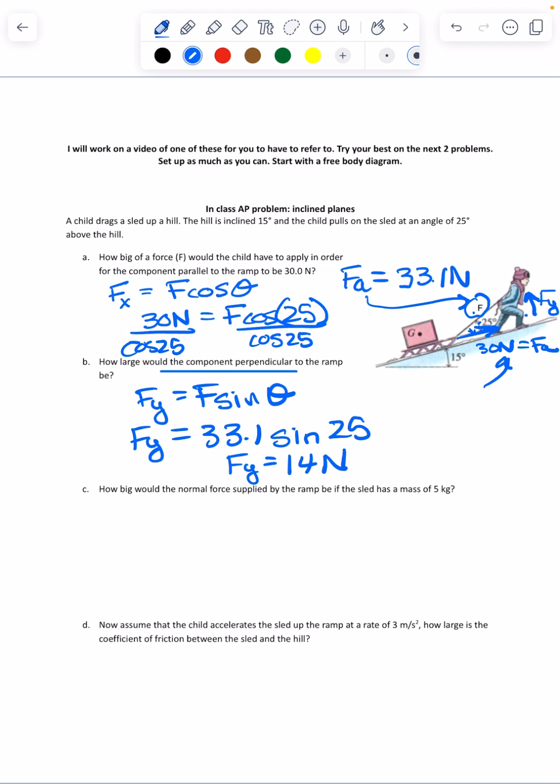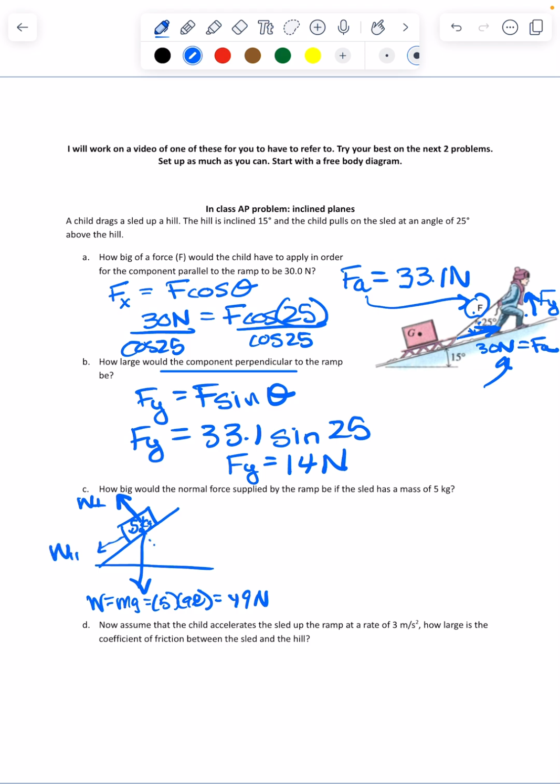Okay? So now, how big would the normal force applied by the ramp be if the sled had a mass of 5 kilograms? So let's do this in two parts. Let's start by just looking at the 5 kilogram box. I know that the weight of a 5 kilogram box is just going to equal mg. So that's 5 times 9.8, or 49 newtons. And it's not horizontal, so I know that it's only part, right? This perpendicular part. Weight perpendicular will equal my normal. The weight parallel is actually going to be pulling it down the ramp.